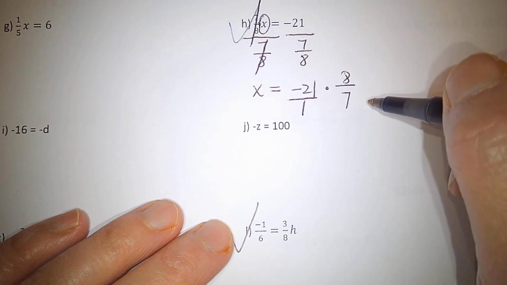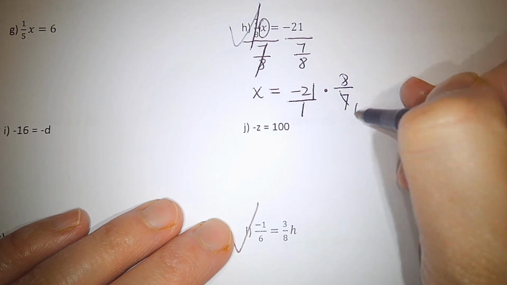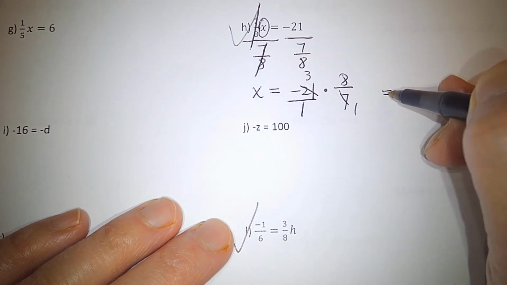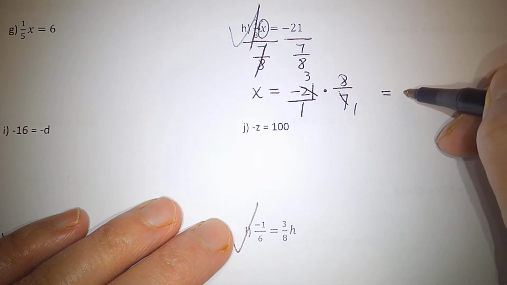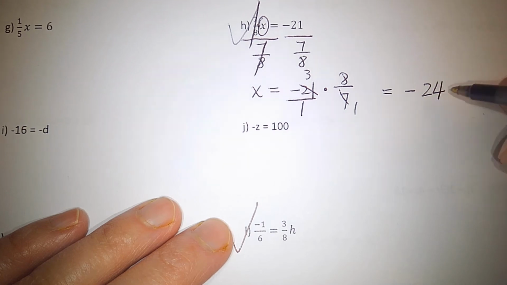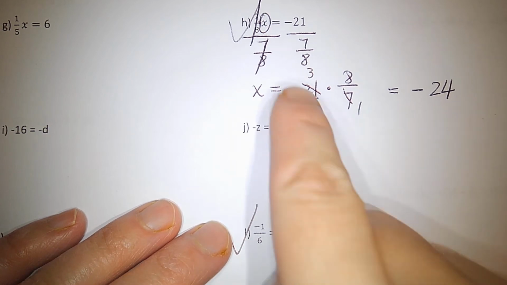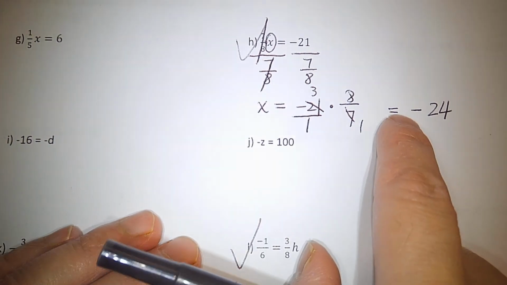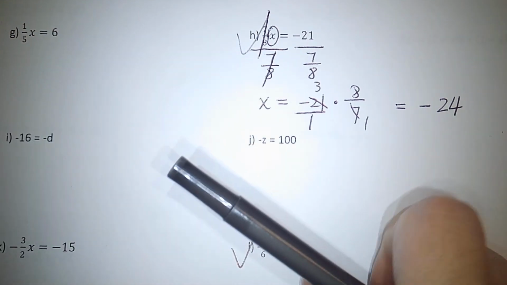Can we simplify? Any common factor? 21 and 7, right? Common factor 7. 1 and 3. So we'll have a negative what? 3 times 8 gives us negative 24 over 1. Negative 24. Similarly, we can also double check whether this x equals negative 24 is a solution for the equation or not. How? Substitute x by negative 24 back into the original equation and check whether both sides are satisfied or not, right?